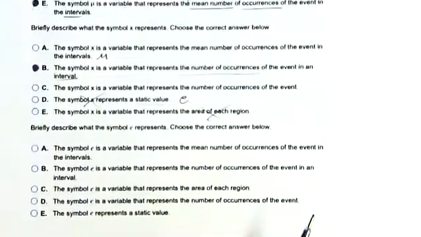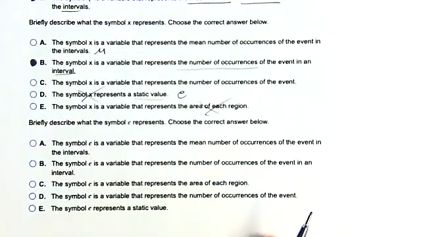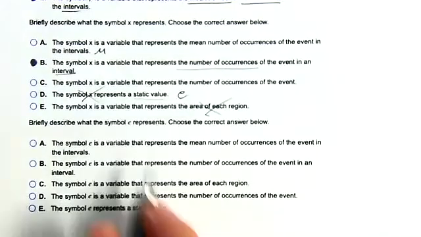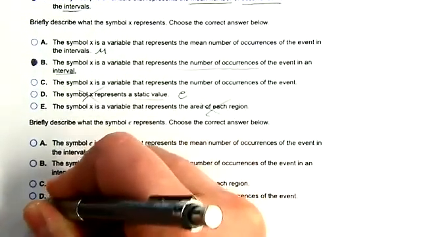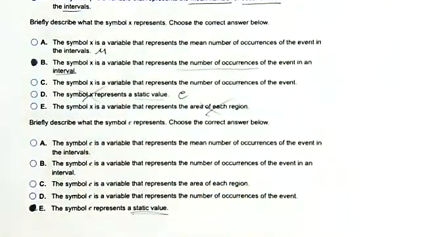Okay, so the last part of this problem is briefly describe what e is. Well, we kept saying e was our static value, so that's our number that will always be 2.71828. Okay, so this is kind of introducing these terms.